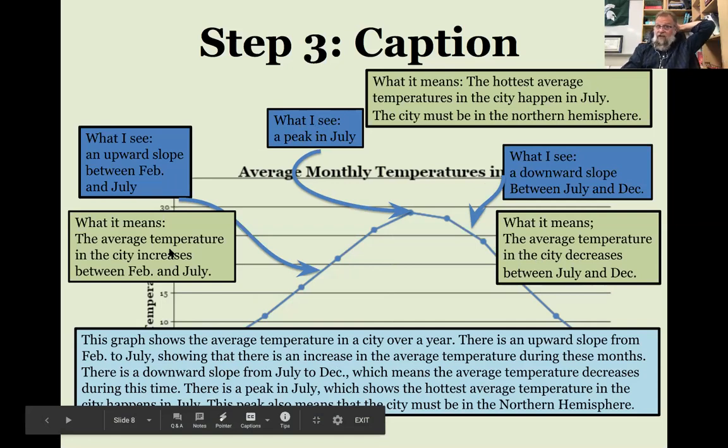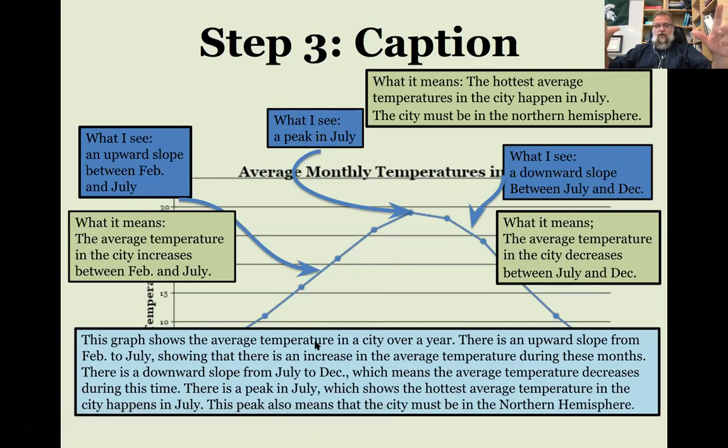So by making our WIZ and WIM statements, we make it very simple then to make our caption. And this is the caption that I would publish down below the graph. It gives a summary of what the information is in this particular graph.